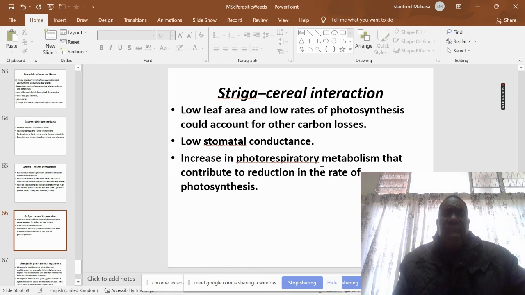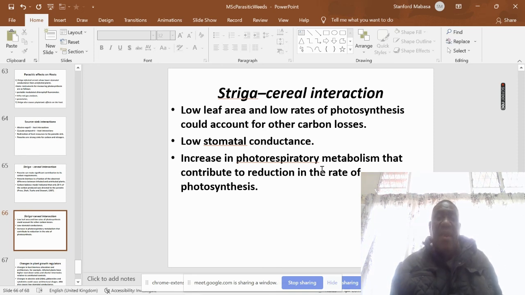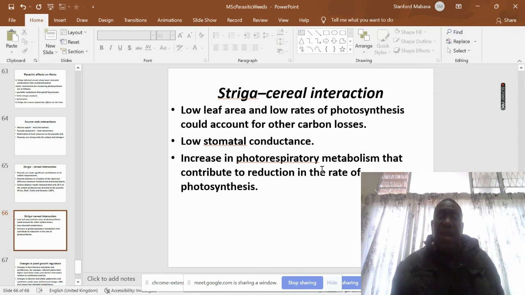This has some consequences on the photosynthesis process, which produces the carbohydrates. Now, the other issue is that the presence of the parasites can increase photorespiration or photorespiratory metabolism that also contributes to the reduction in the rate of photosynthesis. We know that during photorespiration, the plant will switch to use oxygen instead of carbon dioxide. And the Calvin cycle is affected because the Calvin cycle normally uses carbon dioxide to produce carbohydrates. But instead, this consumption of oxygen will lead to the reduction of carbohydrates.